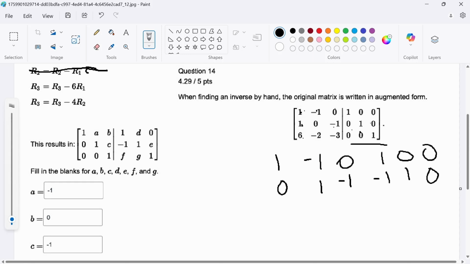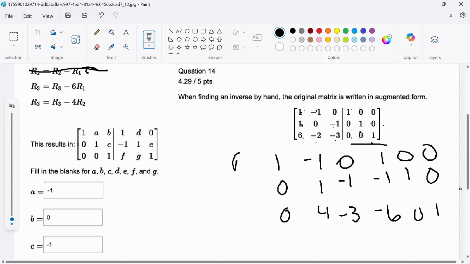6 minus 6 times 1 is 6 minus 6 is 0. Negative 2 minus 6 times negative 1 is negative 2 plus 6, which is 4. Negative 3 minus 6 times 0 is still negative 3. That just stays the same. 0, I'm just doing row 3 minus 6 row 1. 0 minus 6 times 1 is 0 minus 6. 0 minus 6 times 0 is 0. 1 minus 6 times 0 is 1.